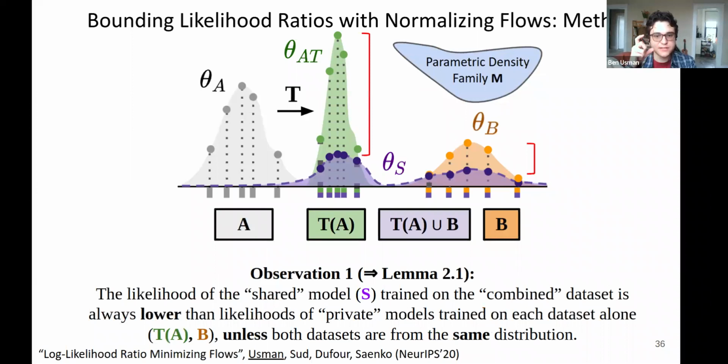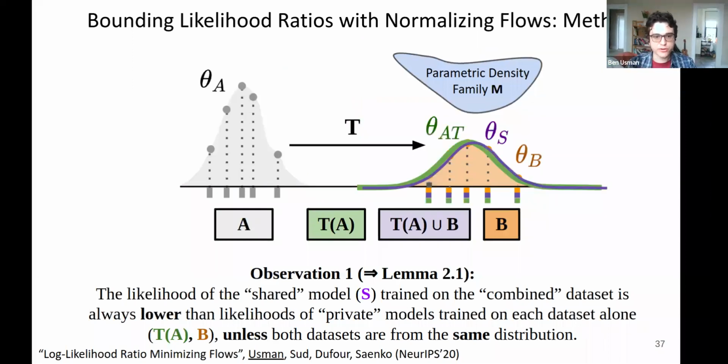And the key observation is that the likelihoods of the private models, those green and orange ones, will always be higher than the likelihood of the shared purple model, right? Because the shared model has a harder task of approximating two distributions. The amount of likelihood that it assigns to each of them will be lower. So the purple curve will always be lower than the green and the orange one, unless the orange and green distributions are aligned and indistinguishable and effectively the same data set from the point of view of the density family M. And in this case, the likelihoods will be the same, both for fitting a model to T of A, or to fitting it to B, or to fitting to a mixture of those. There will be no difference in terms of the density that we get.